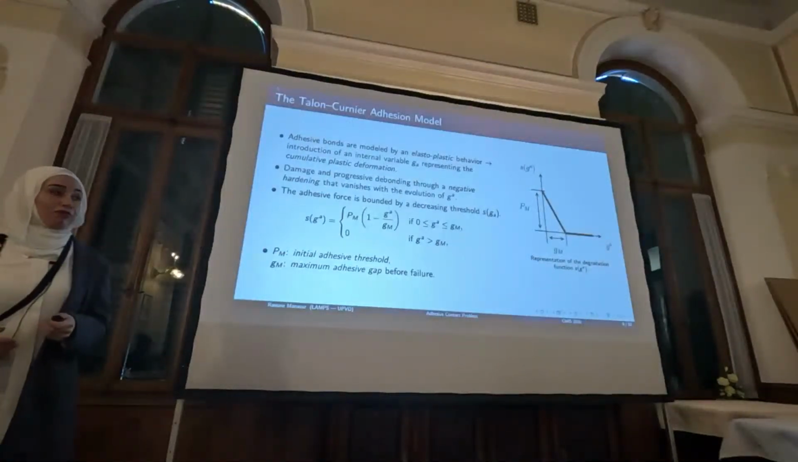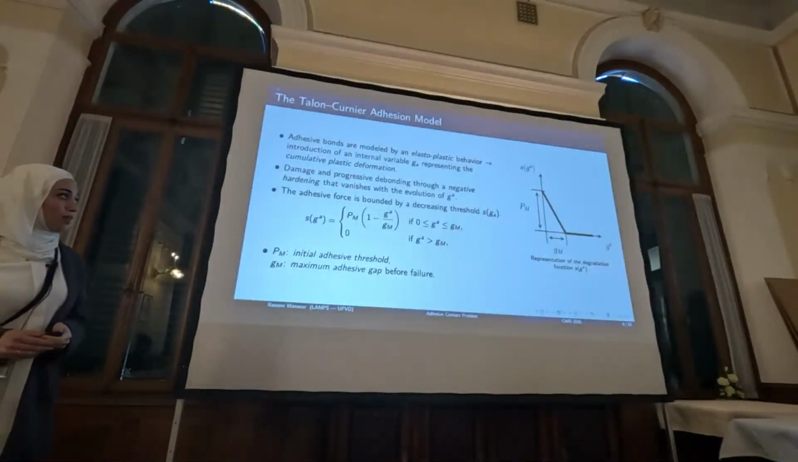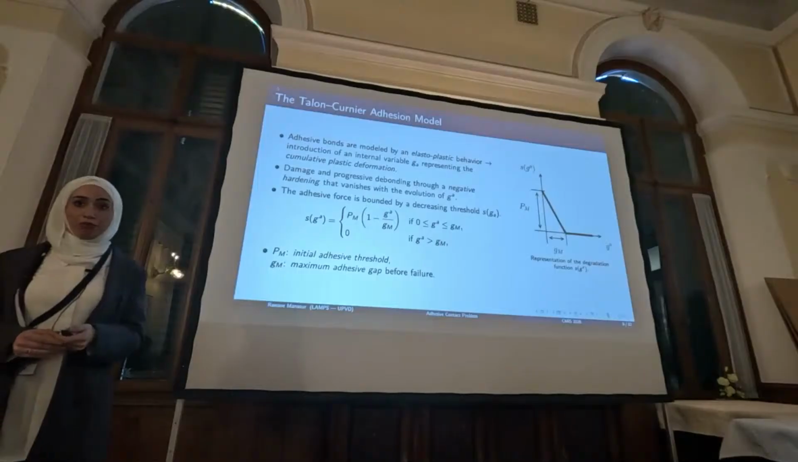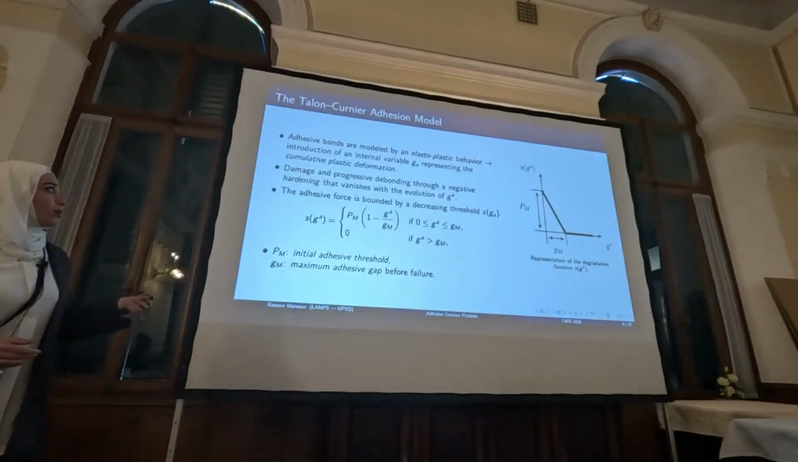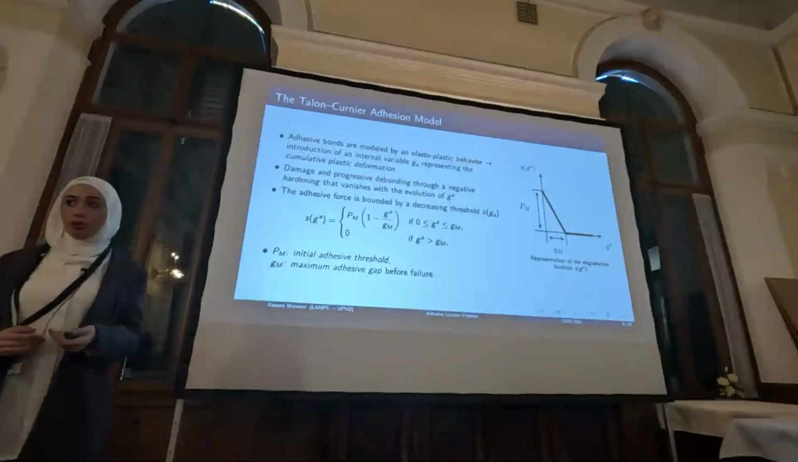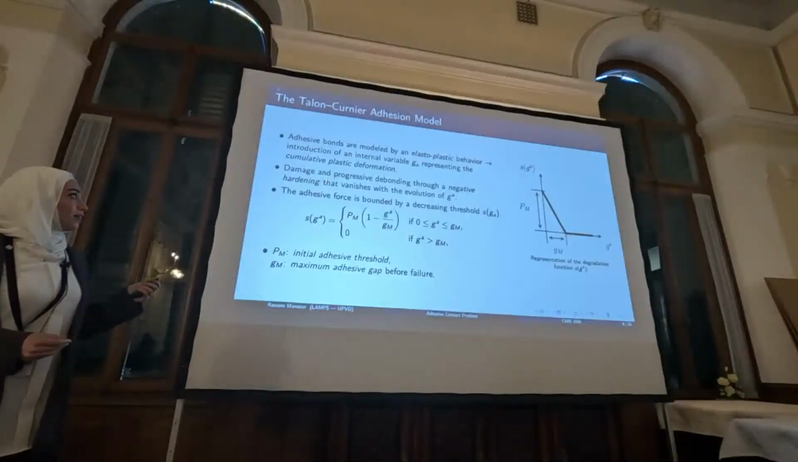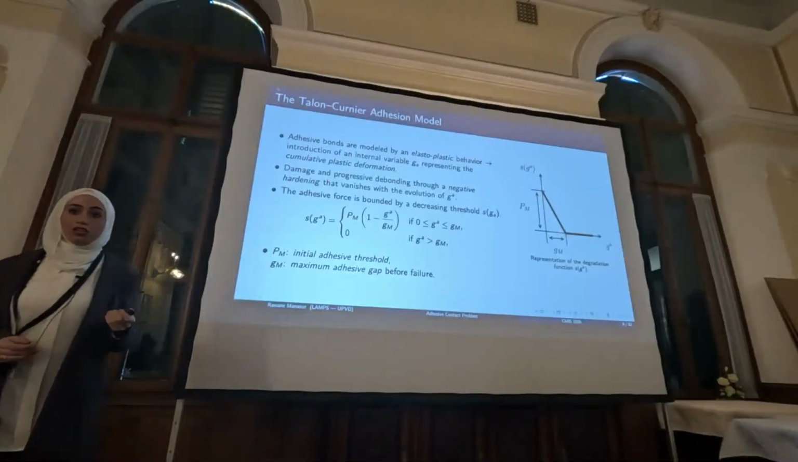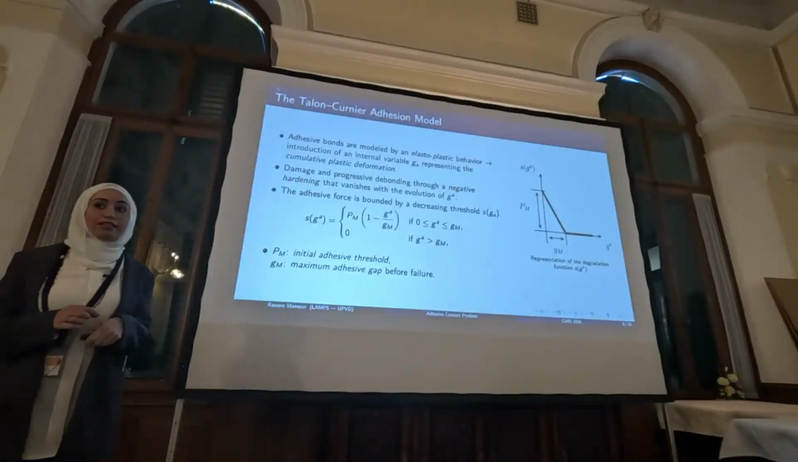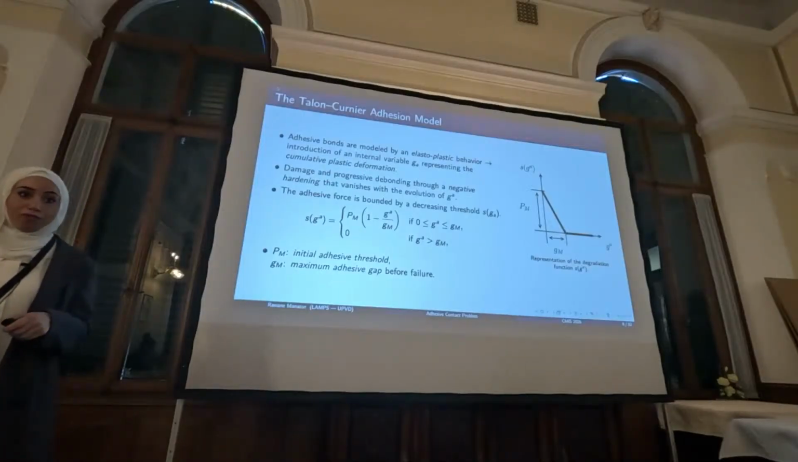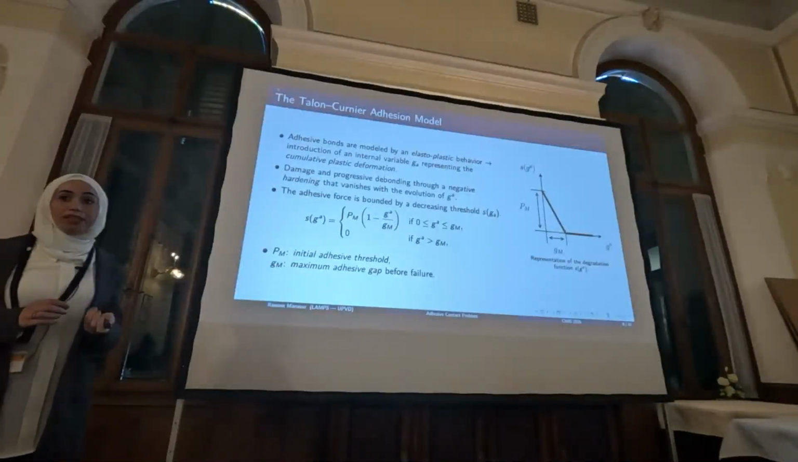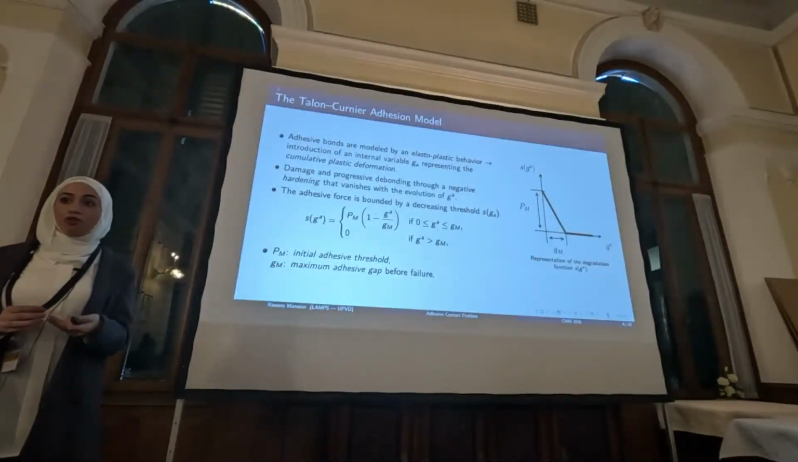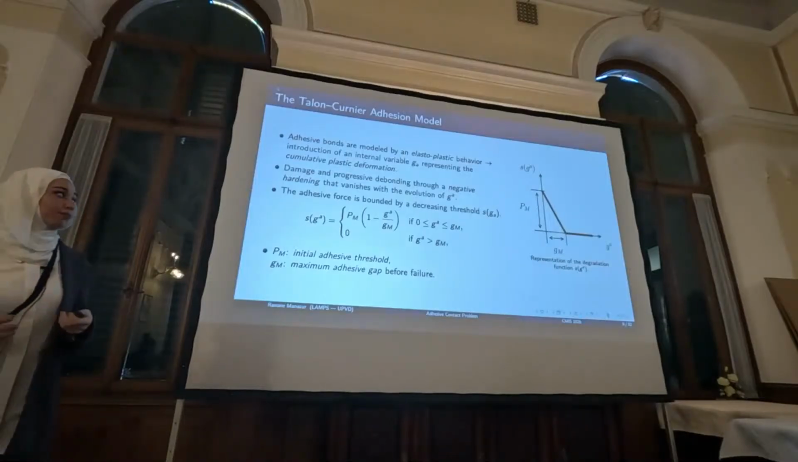To model adhesive in two bodies, we adopt the Talon-Cangemi model. In this approach, adhesive bonds are modeled as elastoplastic elements, and we introduce an internal variable, GA, which represents the accumulated plastic evolution of the adhesive bond. This variable can be physically interpreted as a measure of damage or progressive decohesion.